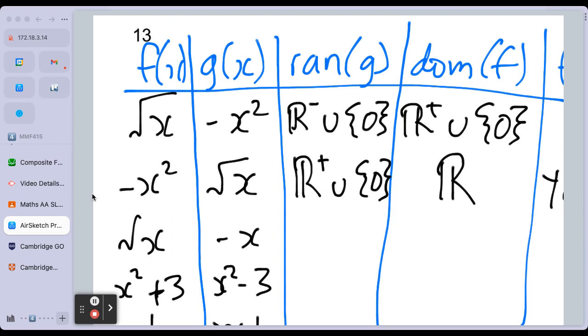So again, notice I'm concentrating on the out for the range. I'm going to get negative numbers out. I'm going to get positive numbers out. I'm going to get 0 out. That's basically all real numbers, right?